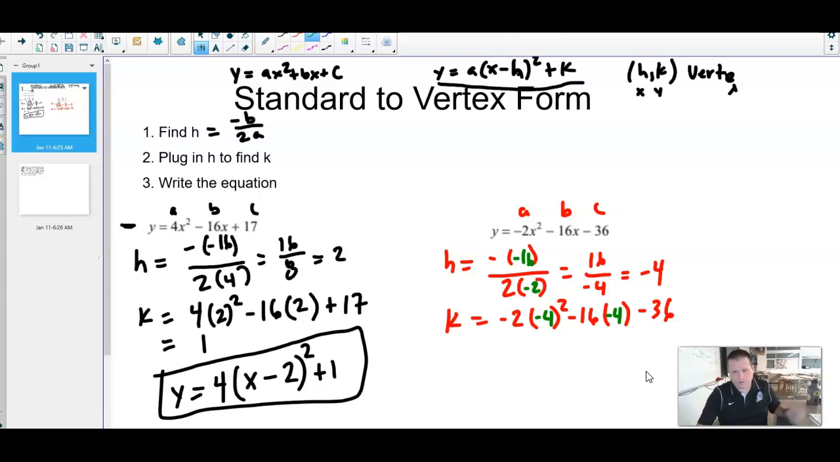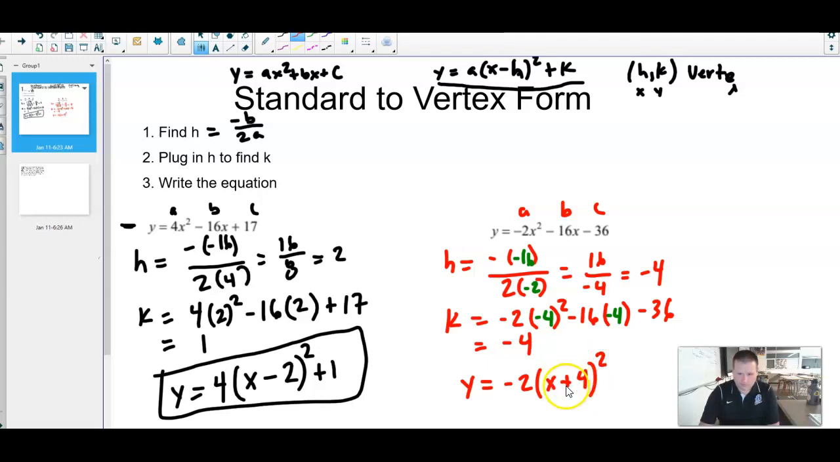For this one, this doesn't happen all the time, but we end up getting -4 again. So h and k are both the exact same values. And then from there, I just write my equation. So I'm going to have y equals, again, a goes first, so that's -2, parenthesis x minus, I need h. H is -4, but instead of writing -4, I'm just going to go, a negative makes a positive.